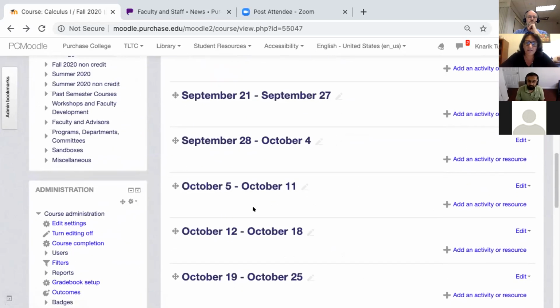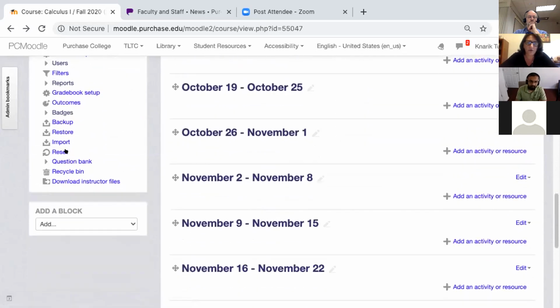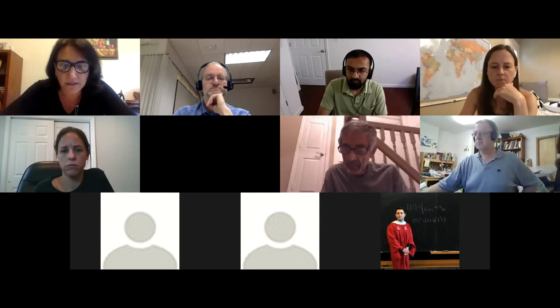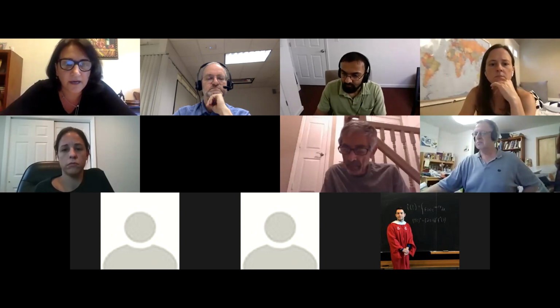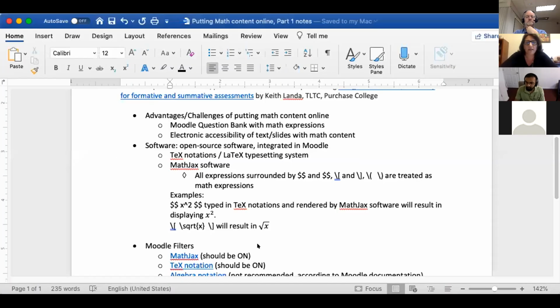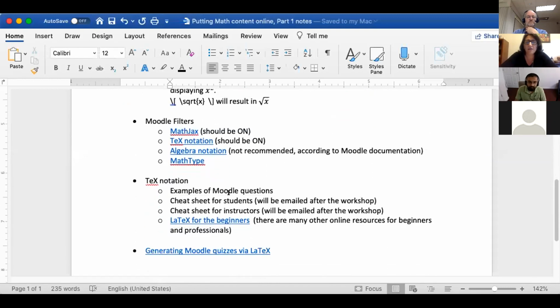There was something else I wanted to go over. Actually, I will now stop sharing this screen and I will share my notes. There are two other filters. We use this MathJax and TeX notations, but there is an algebra notation. There is a link here, algebra notation. Here's a link to the Moodle documentation for algebra notation.